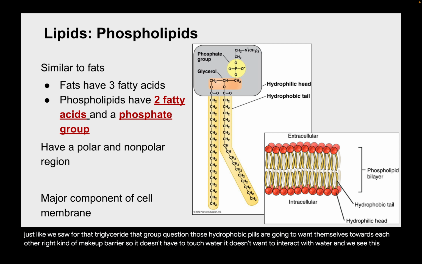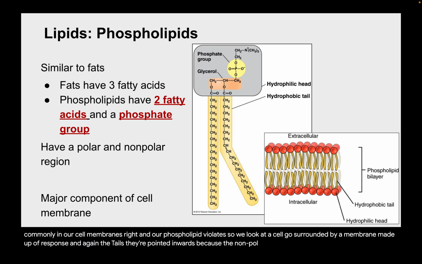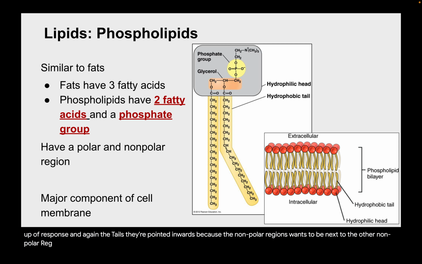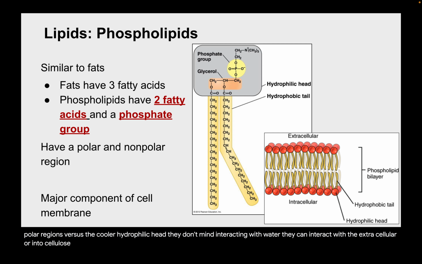And we see this most commonly in our cell membranes, in our phospholipid bilayers. When we look at a cell, it's surrounded by a membrane made up of these phospholipids. And again, the tails are pointed inwards because the nonpolar regions want to be next to the other nonpolar regions. Versus the polar hydrophilic heads, they don't mind interacting with water. They can interact with the extracellular or intracellular fluid that is typically largely water. So again, polar and nonpolar playing a role here.